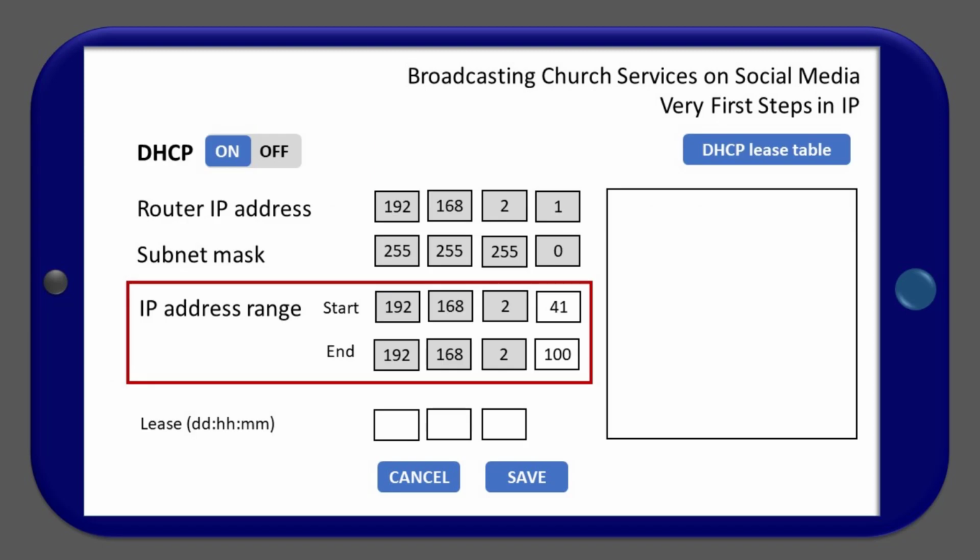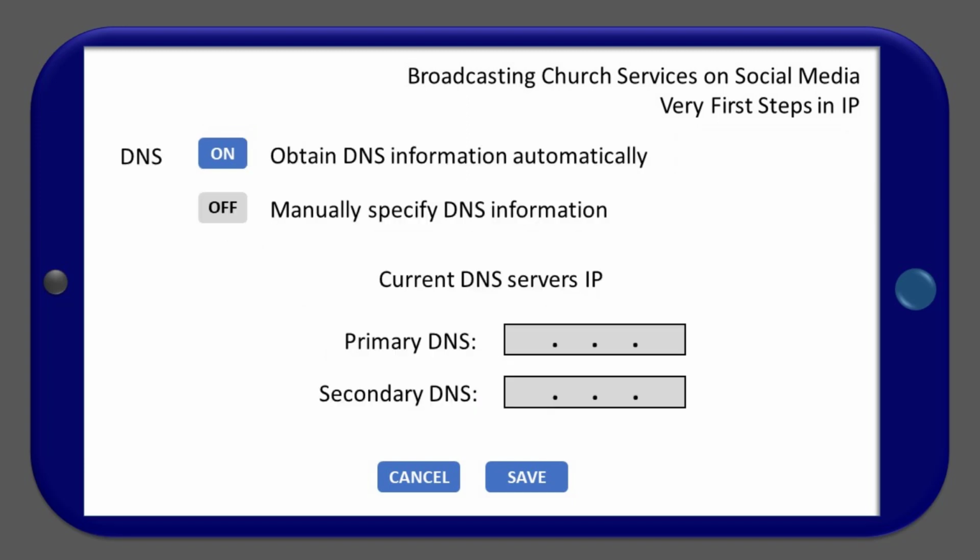DHCP settings. Router IP and subnet mask addresses are already set and given by the provider. Only the DHCP IP range must be configured using start and end addresses as decided in the IP addresses allocation table. DNS setting is set by the provider as obtain DNS information automatically.